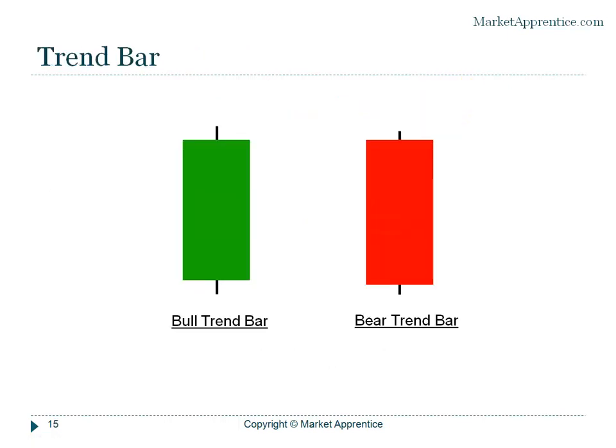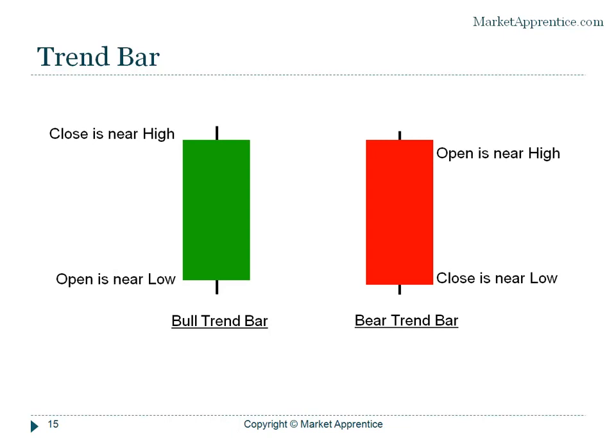A trend bar. The bar on the left is what we call a bull trend bar, and the one on the right is a bear trend bar. Similarly, it's also called a buyer trend bar or a seller trend bar. Trend bars are very important candlesticks. To identify trend bars, you find a close that is near the high, and an open that is near the low. The opposite is true for a bear bar: you have the open that is close to the high, and the close that is near the low.